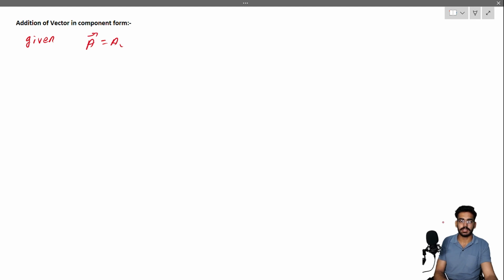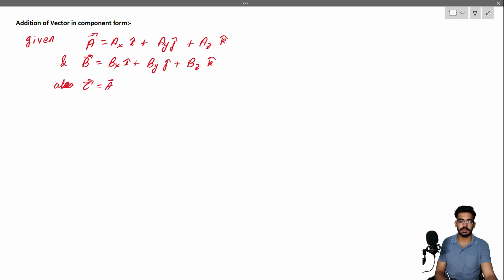Now, as I have told you, we have one vector given, a vector, that is ax i cap plus ay j cap plus az k cap. And you have b vector that is given, bx i cap plus by j cap plus bz k cap. And we have to find the c vector, that is a vector plus b vector.